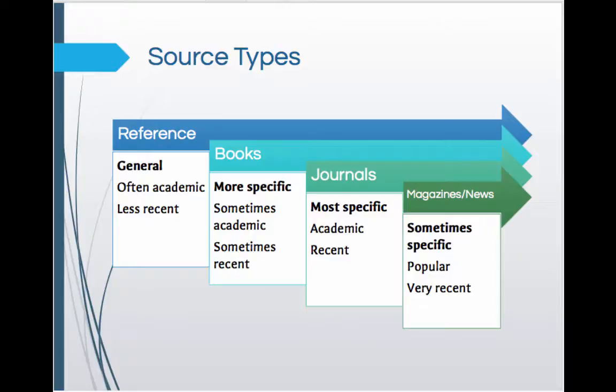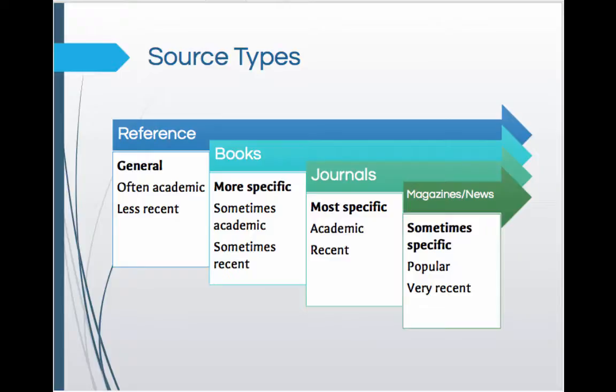Maybe you're just starting out, or even if you're doing something really specific, as long as it's been known about for a little while, you'll probably find it in a reference work. Books are more specific. They're sometimes academic, so you'll have to do some evaluation, which we'll talk about later. And they can be recent, but they might not be. So if you're looking at something that's super recent, again, books might not be your best place to look.